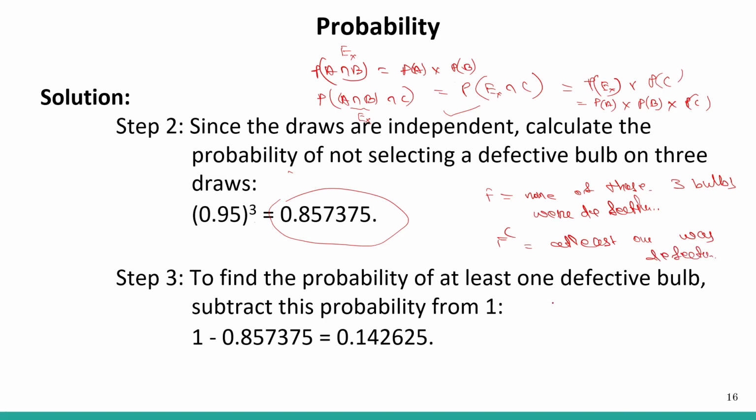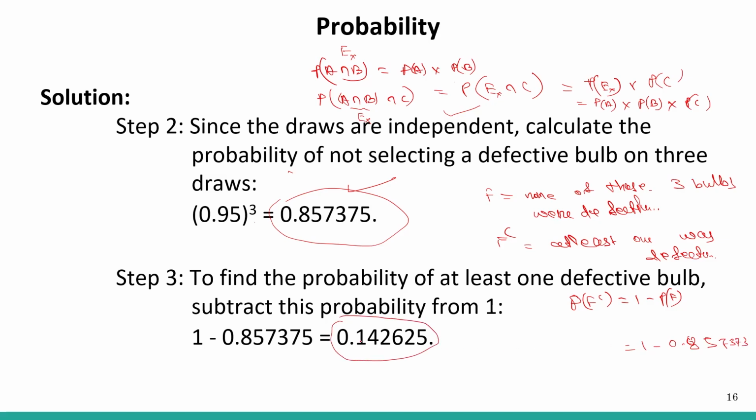So we already know that the probability of FC is equal to 1 minus the probability of F. And we all know the probability of F we have rightly evaluated here. So it will be 1 minus 0.857375, which is 0.142625. Okay, so the answer remains out to be this one.